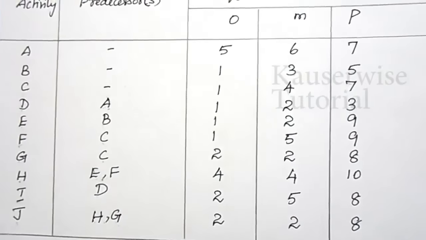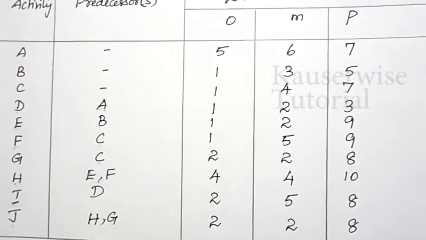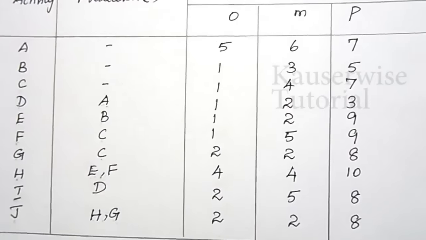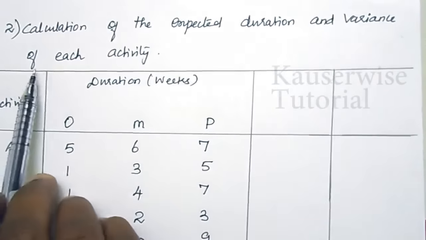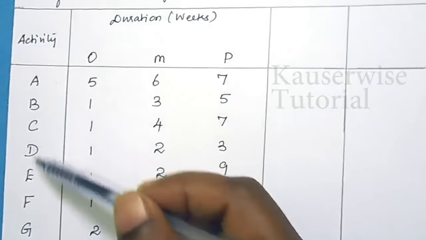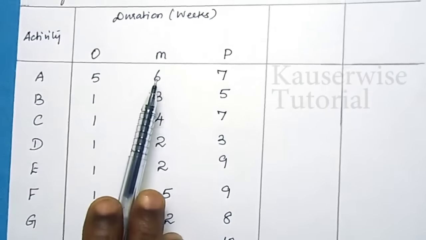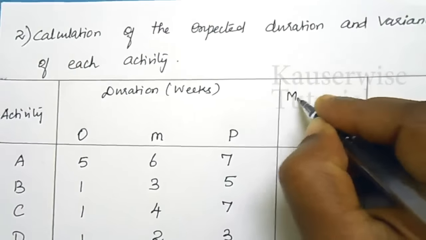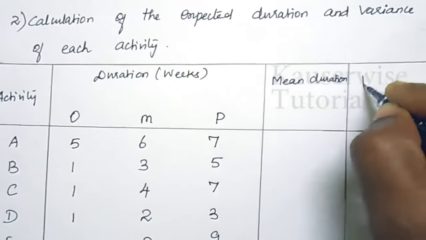Expected duration means it's just like a mean duration, that is average. Then we have to find the variance. In order to calculate the expected duration and variance, we need to use some formulas. Calculation of the expected duration and variance of each activity. Here 10 activities are given and 3 estimated times are also given: optimistic, most likely and pessimistic. With this we need to find mean duration. Mean means expected duration. And the next one is variance.